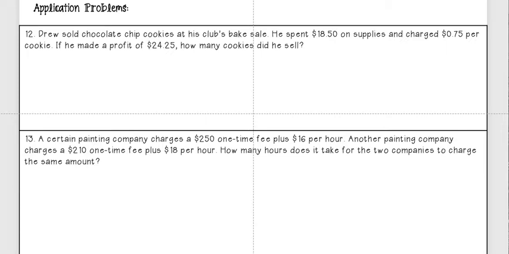So my first step is I always look to see what am I trying to find. And that's always in the last sentence. Then I'm looking for how many cookies. So x is equal to the number of cookies.